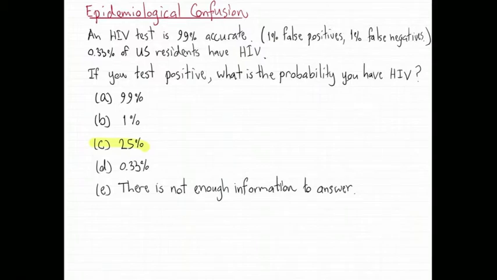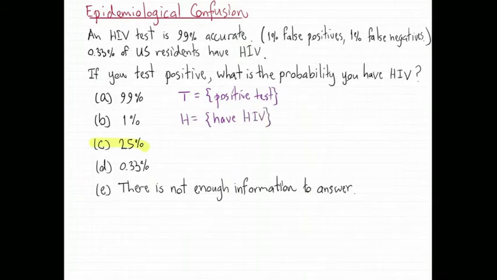So let's write this down. What you need to do is translate this information into probability theory. So there are two events we're interested in: the event T, that you get a positive test, and the event H, that you indeed have HIV.